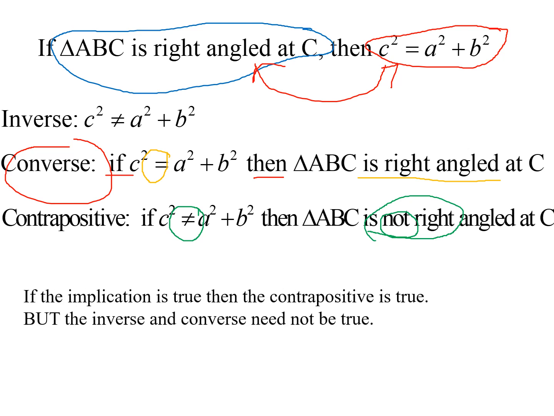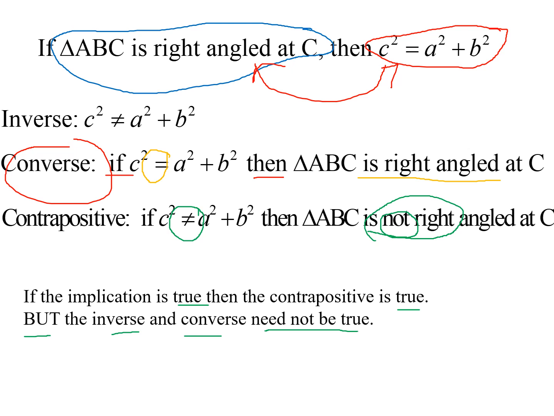So if the implication is true, then the contrapositive is always true. But the inverse and converse need not be true. That means if the implication is true, say for this implication is true, the converse and the inverse not necessarily have to be true, but the contrapositive must be true all the time.